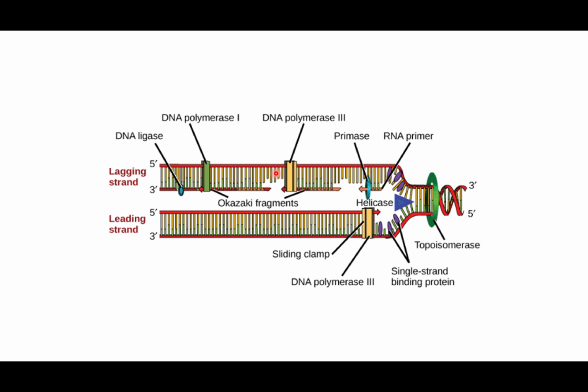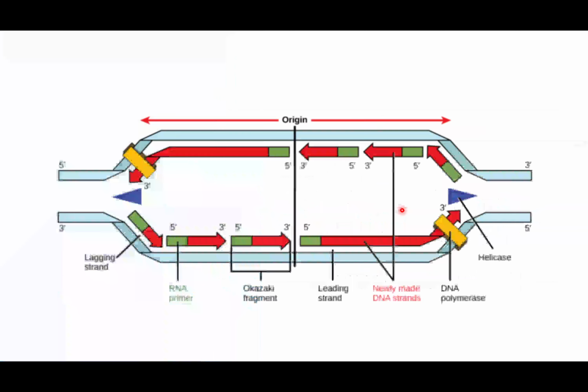In order to fix those issues, DNA polymerase 1 would replace the RNA substituents with DNA substituents, and then DNA ligase will bind them together. And that's how the lagging strand becomes one continuous strand, right? And that's what's happening there.